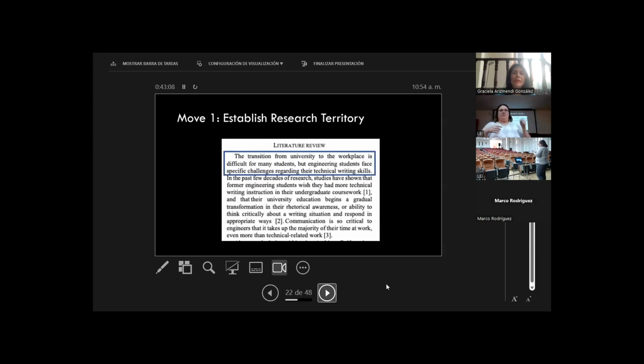Okay, go to the next example. This is another one. This one actually comes at the beginning of my literature review in a different article. I have an introduction, and then I have a literature review, so it may also appear in there. I don't know if some of you may be assigned literature reviews, and this is a similar structure that works well. This one says, the transition from the university to the workplace is difficult for many students, but engineering students face specific challenges regarding their technical writing skills. It's saying this is generally agreed upon: writing is hard, and it's even harder for engineers.